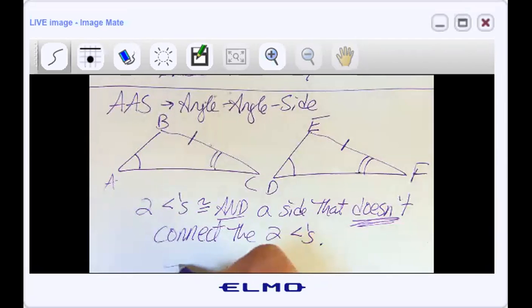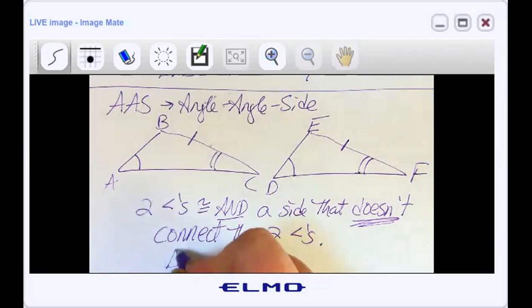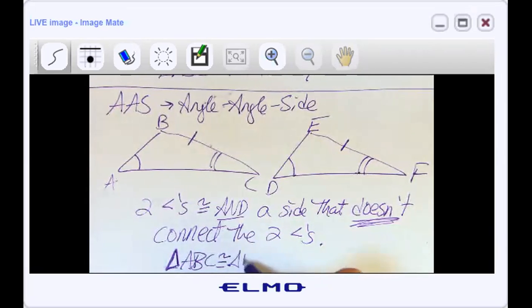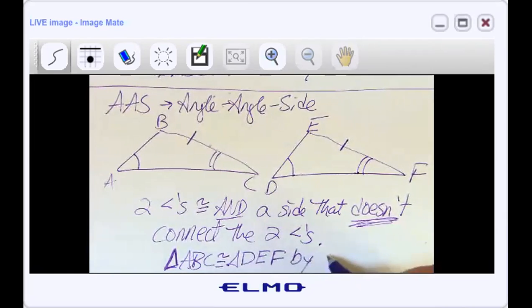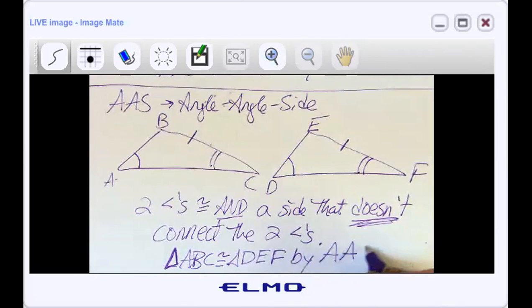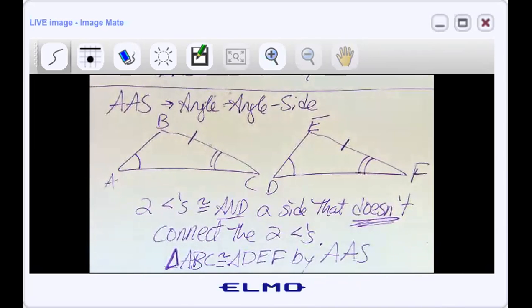So my congruency statement would be triangle ABC congruent to, let's see, A and D match up, B and E, and again, C and F. So this time it's by angle, angle, side. Tiny little difference, but gives you a completely different answer.